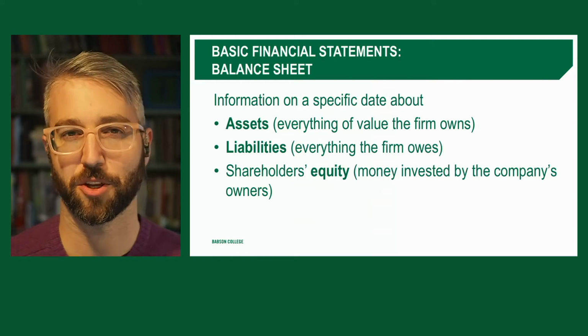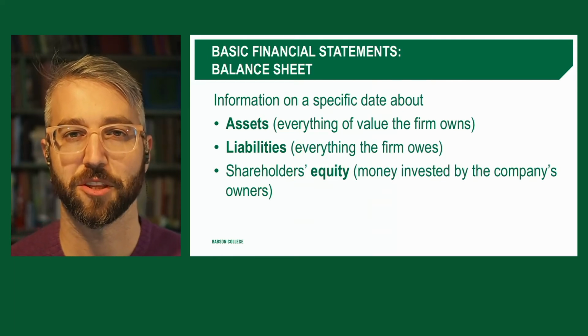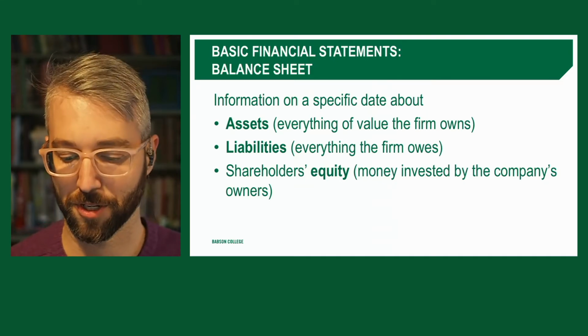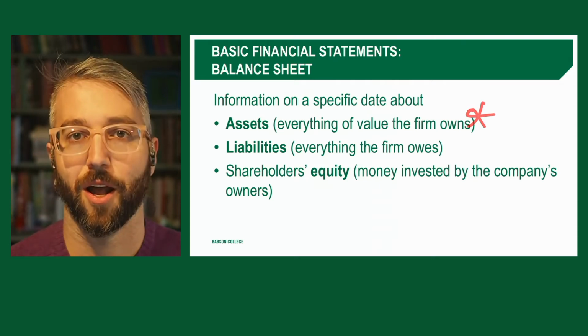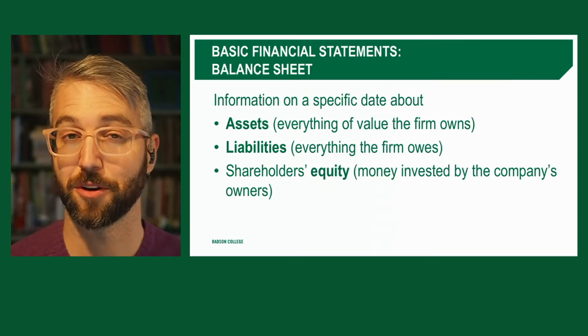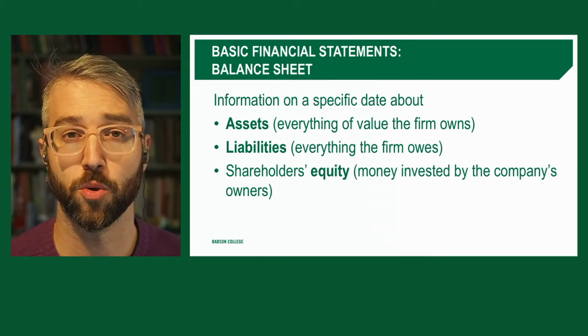And the 3 key things that are on the balance sheet are information as of that date about the firm's assets. That's everything the firm owns that's valuable. And I'm going to put kind of an asterisk on that for now, and make a point about maybe things the firm owns that aren't necessarily going to be on the balance sheet. Liabilities, that's everything the firm owes.